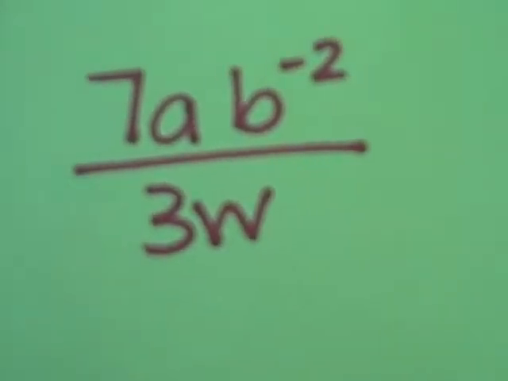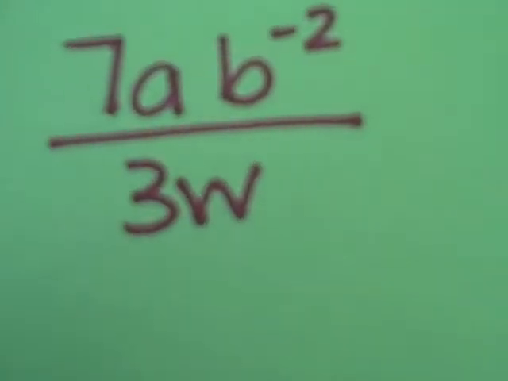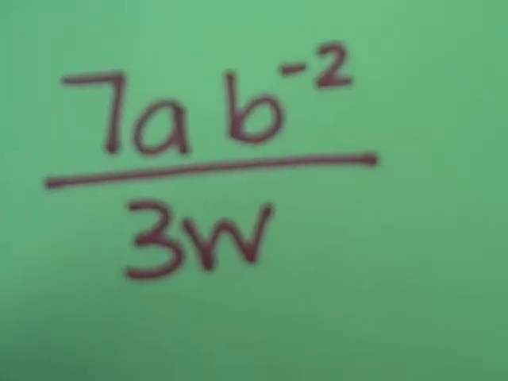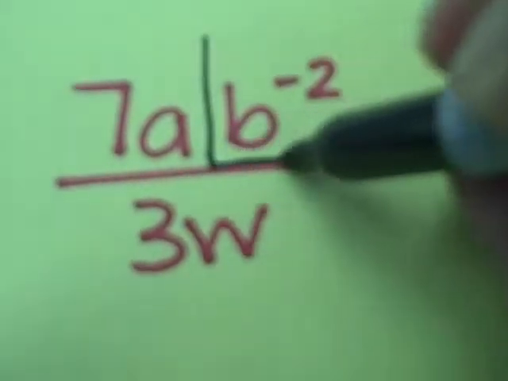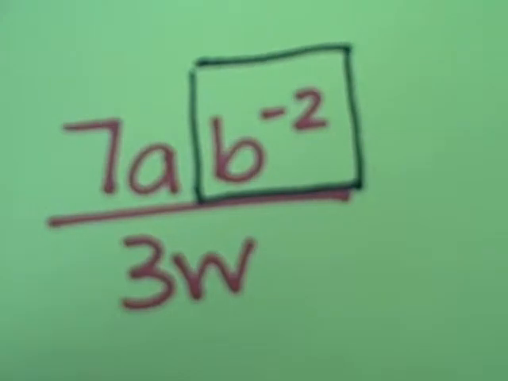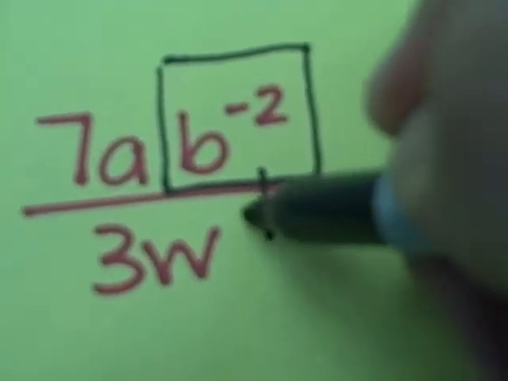All right, example number 3. We have 7a b to the negative 2 over 3w. Well, this one already starts off as a fraction, so it's kind of nicer. We don't have to create a fraction. It's already in fraction form. You do what I've said. Put a box around the part that has a negative exponent. The only thing that has a negative exponent in this problem is b to the negative 2. And that b to the negative 2 is going to move down.